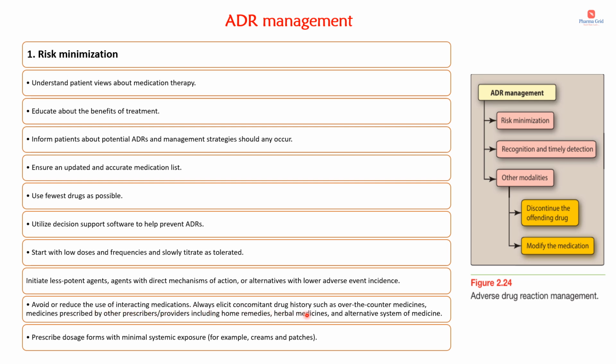Always elicit concomitant drug history such as over-the-counter medicines, medicines prescribed by other prescribers or providers, including home remedies, herbal medicines and alternative system of medicine. Prescribe dosage forms with minimal systemic exposure, for example creams and patches. So these all are the methods by which we can prevent or reduce the ADRs. So we have discussed adverse drug reactions, classification, then preventive methods.